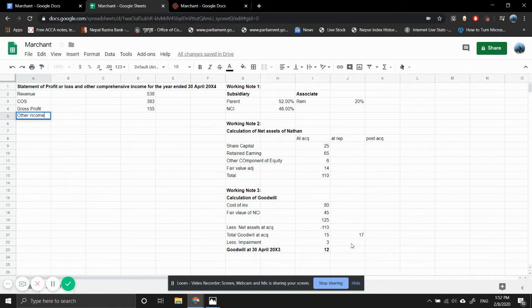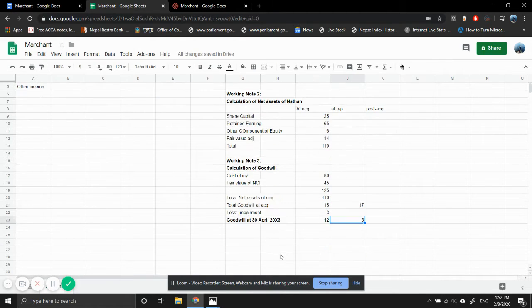So what's the net difference? Now it's 17 minus 12, right? So 5 is the other income. That's what the net change is in there.